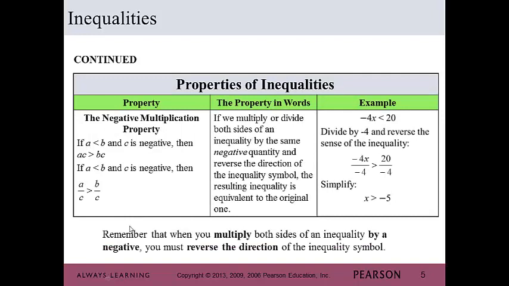Then we have the negative multiplication property. Remember that when you divide or multiply by a negative, you have to flip your inequality sign. So for this example, we start off saying less than. We have negative 4x is less than 20. We divide both sides by negative 4, and we'll end up with x, and then we switch our inequality sign, is greater than negative 5. So if you multiply or you divide by a negative, then you must reverse the direction of your inequality symbol.